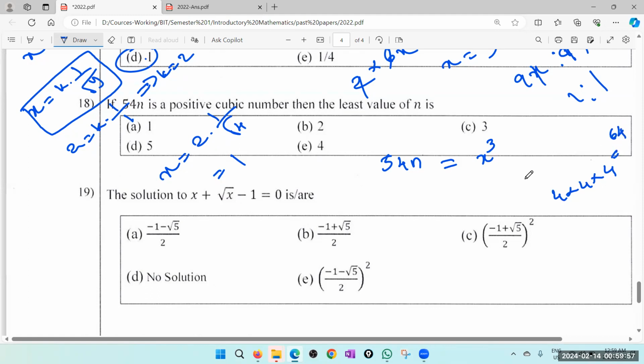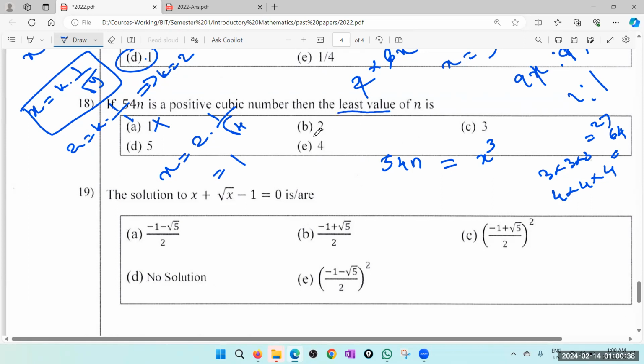Now, when n equals 1, 54 is not a cube because 4 into 4 into 4 is 64, and 3 into 3 into 3 is 27. So it must be between 3 and 4, and therefore it can't be. So n equals 1 is not the answer. Maybe then 2, because you are interested in the least value, so that is why I'm going from the smallest.